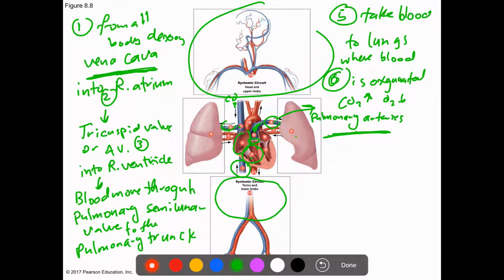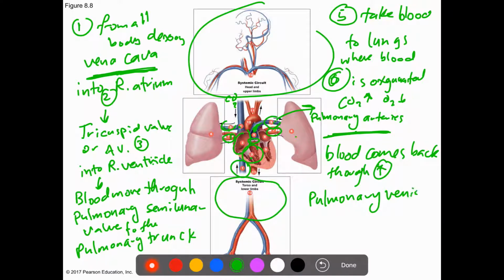Now, after that, once the blood is oxygenated, it will come back through number 7. Blood comes back through 7, which are the pulmonary veins. Pulmonary veins toward the heart. And that will end the pulmonary circuit.